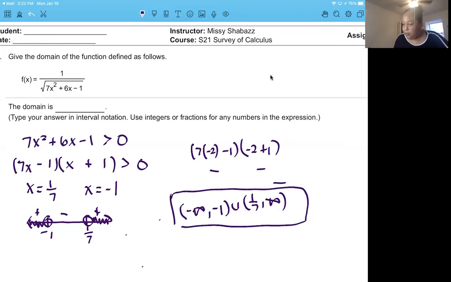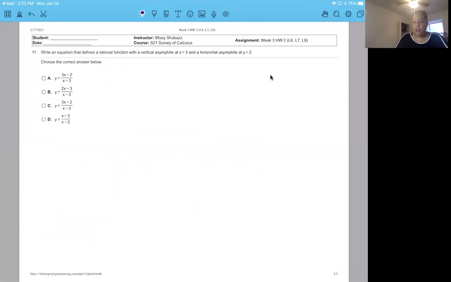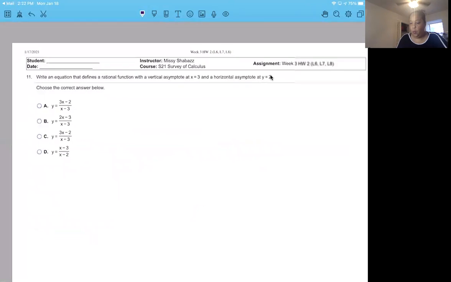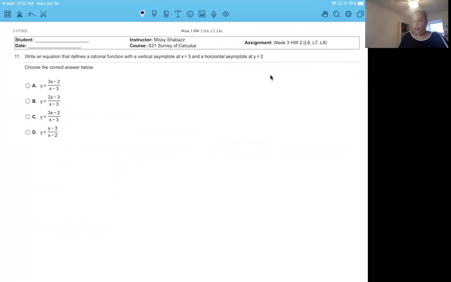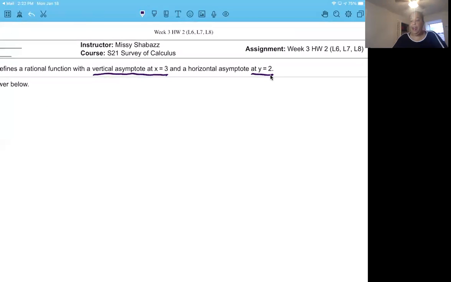All right, on to the next question. It says write an equation that defines a rational function with a vertical asymptote of x equals 3 and a horizontal asymptote of y equals 2. So before we even look at what they have over here, let's talk about vertical asymptotes.